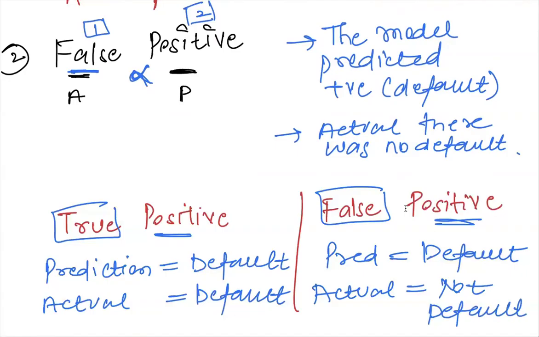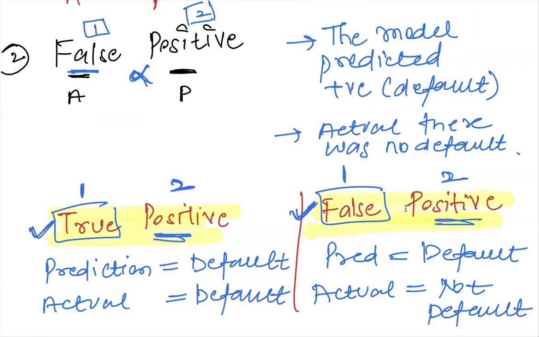Please tell me, is this clear? When I write true positive and false positive, always remember the first term is what has happened in actual and the second is your prediction. So in both cases, the prediction is positive, which means the prediction is defaulted. But in this case, actually the borrower has defaulted. In this case, actually the borrower has not defaulted.